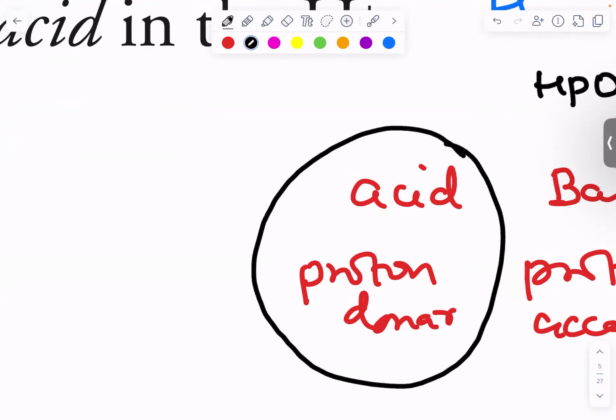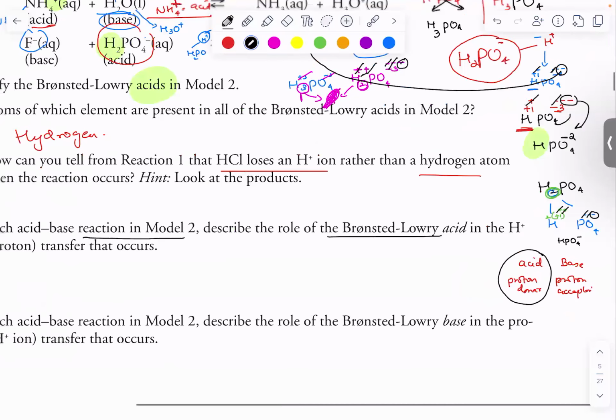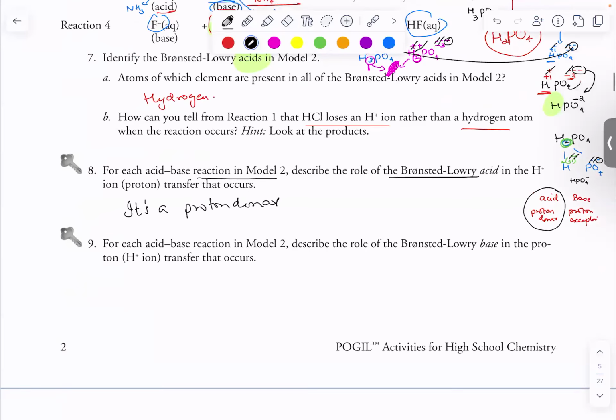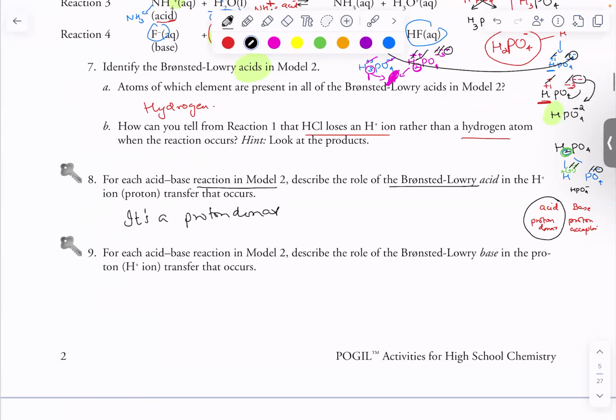That's about it. So I will write it donates a proton, or it's a proton donor. And after donating a proton, it is changed into what? An acid, after losing the proton, changes into what? It turns into a base. No, it turns into a conjugate base.